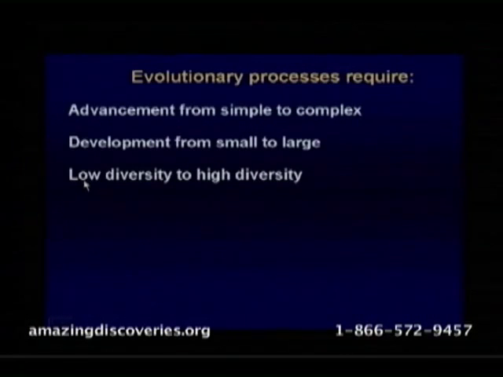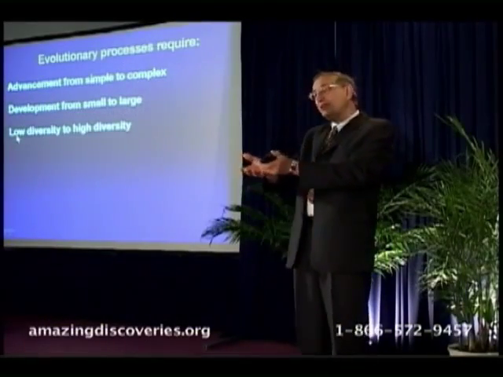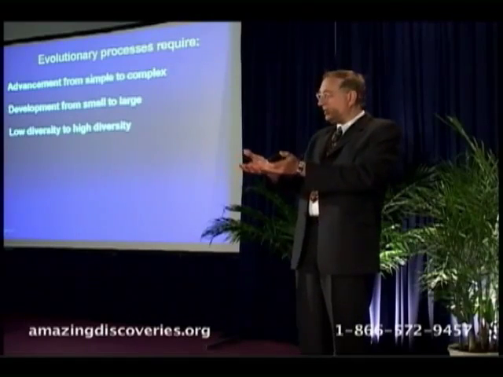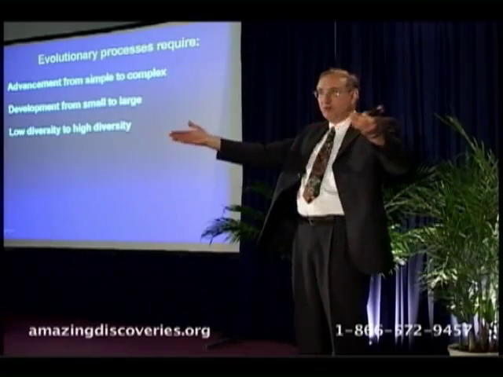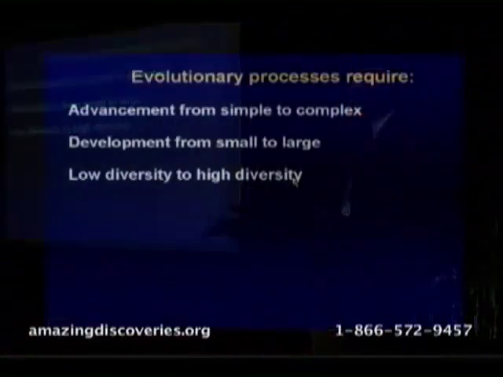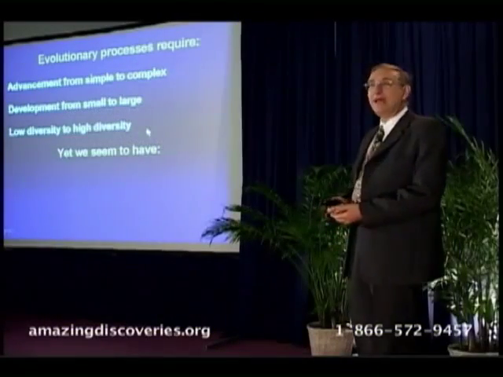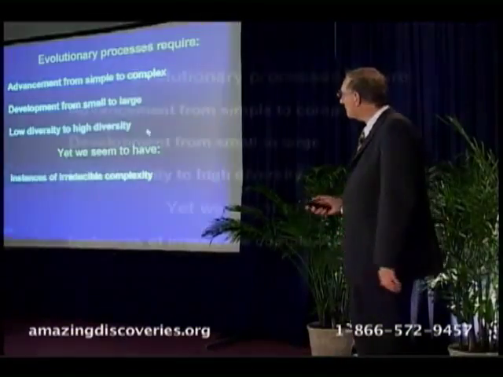And also, if life started somehow fortuitously, somewhere on the planet, suddenly it was there, then there would have only been one. And eventually they could have become more and more and more and more and more if the theory is correct. So we start with low diversity to high diversity. That's logical. That's what you'd expect. But what do we have? No, we don't have that at all.